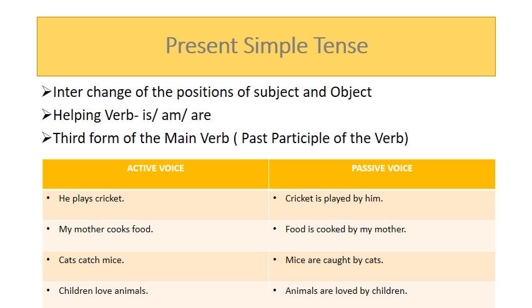Cats catch mice. It's an example of active voice sentence. Mice are caught by cats. It is in passive voice. Children love animals, and its passive voice is animals are loved by children.